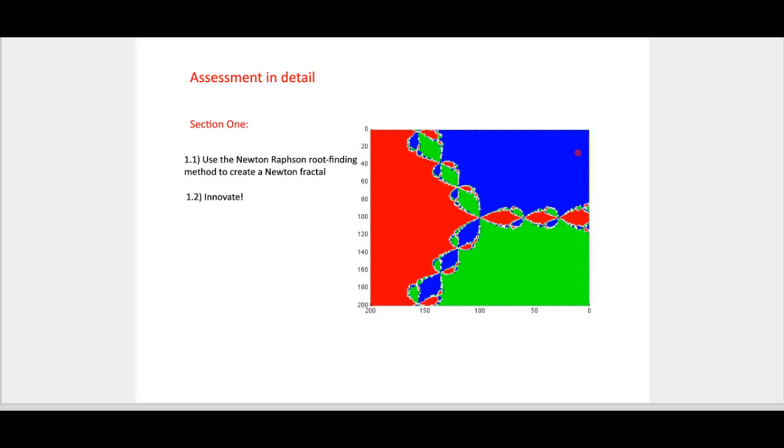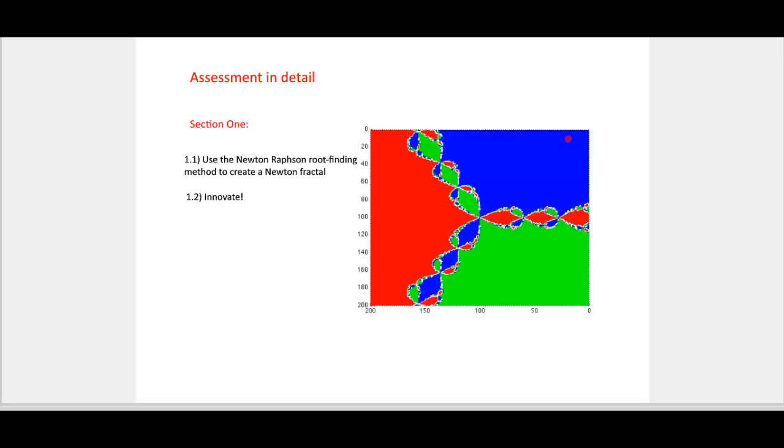There may be a complex number here. And by a process of iteration, it improves that guess until it finds a root. So in this case, were you to start with a guess up here, you apply the Newton-Raphson method, it would find this root, which is in the center of this blue area. And all of these points in this region converge to here. And that's why I've given them all the same color blue.